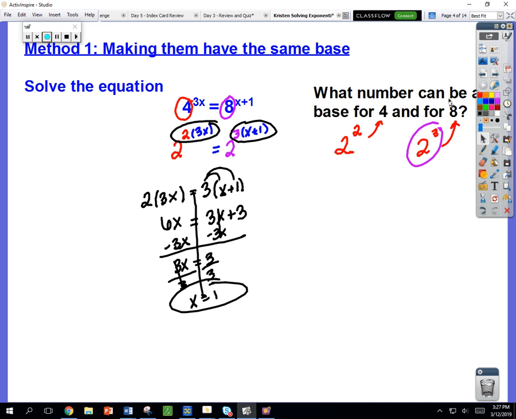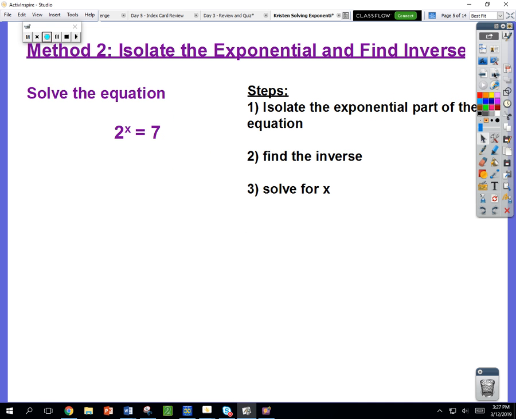So again, when I have one exponential, I want to get the exponential part by itself. In this case, it is by itself. Once I've isolated it and I get something where the base and the exponent are by themselves, then I can rewrite it, find the inverse or the log of it, and then solve for x that way. If I rewrite this from exponential to log, remember you make the L. So I have log base 2 of 7 equals x.